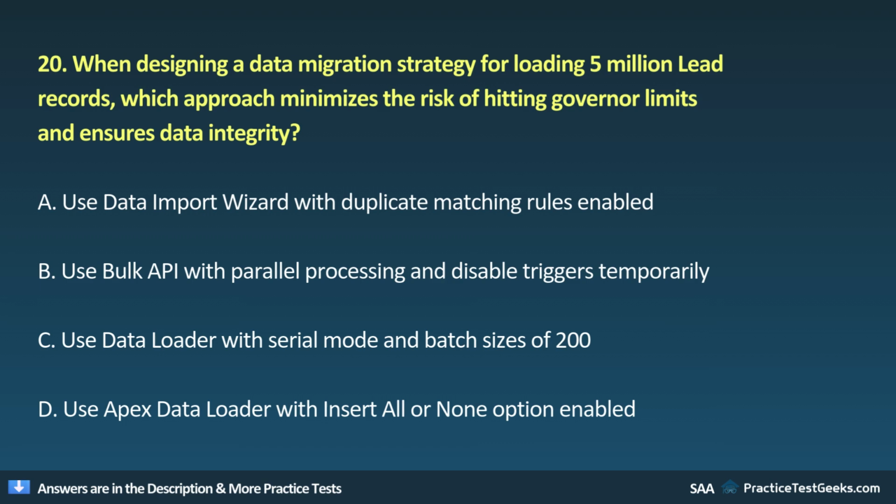20. When designing a data migration strategy for loading 5 million lead records, which approach minimizes the risk of hitting governor limits and ensures data integrity? A, use data import wizard with duplicate matching rules enabled. B, use bulk API with parallel processing and disable triggers temporarily. C, use data loader with serial mode and batch sizes of 200. D, use Apex data loader with insert all or none option enabled.